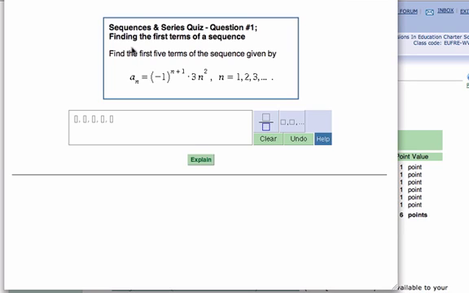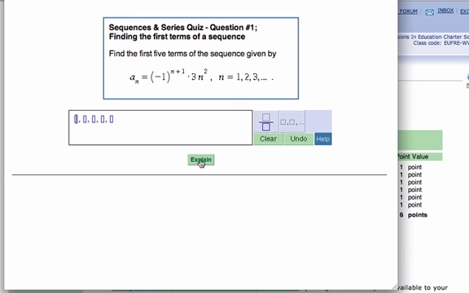Now, in this problem, they're asking you to find the first terms of a sequence. They're giving you an equation here to represent the terms in the sequence. Okay? And they're asking you to do this when n is 1. That's going to be your first term. And then you plug in 2 for n, and that's going to give you your value for your second term, or the second number in your sequence. Okay, and you keep going. Okay, so for the first 5 terms.